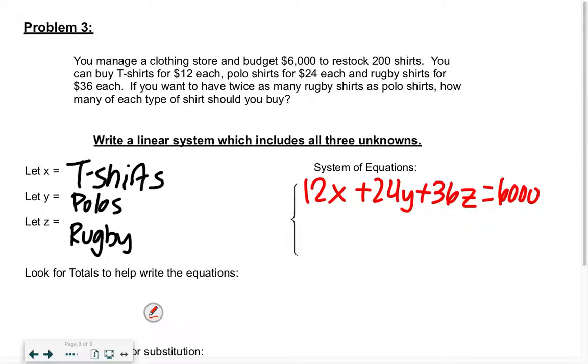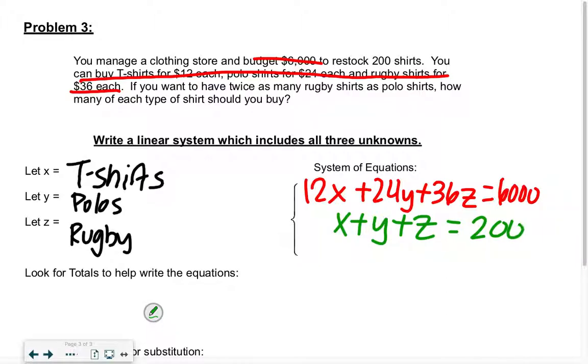And the 6,000, right, sorry. Okay, I got this 200 thing. What's 200? How many you will need is 200 shirts, any combination of all three, right? So all it is x plus y plus z equals 200, right? I want all my shirts, and I want 200 of them.